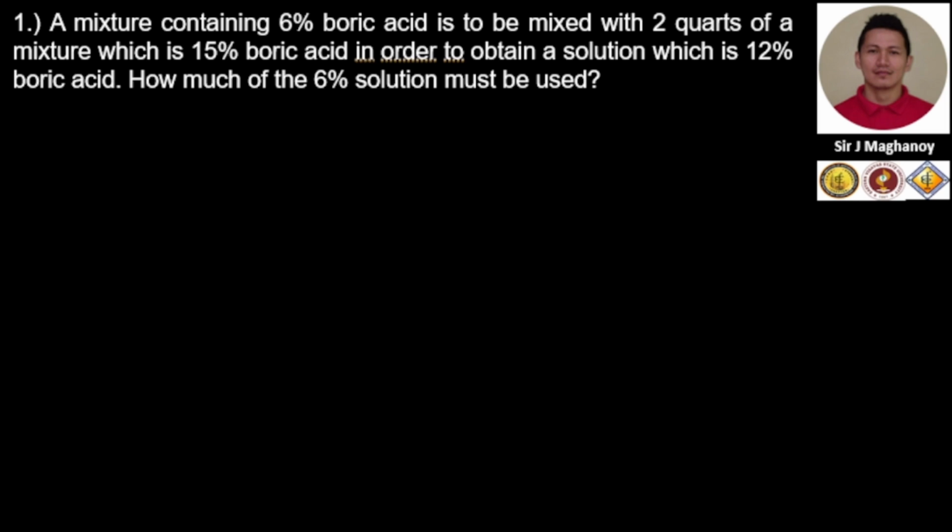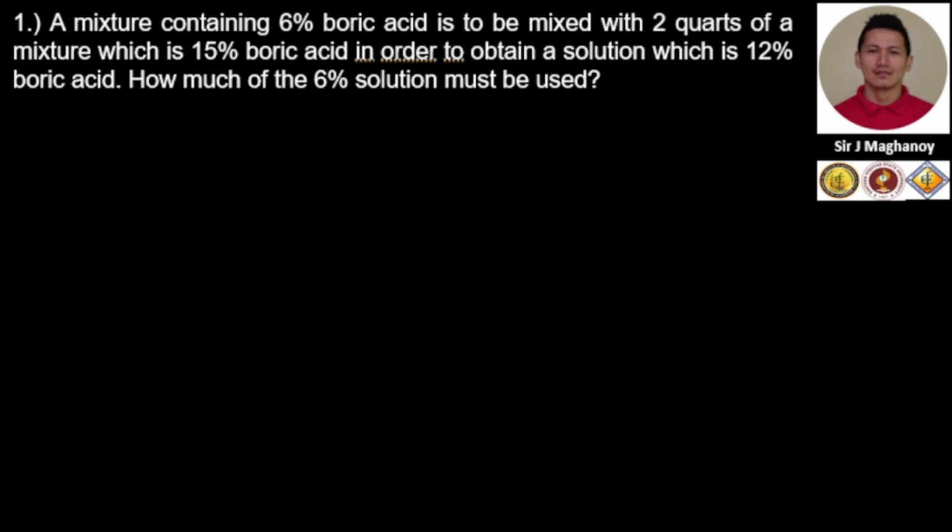Example number 1. A mixture containing 6% boric acid is to be mixed with 2 quarts of mixture, which is 15% acid. In order to obtain a solution which is 12% boric acid, how much of the 6% solution must be used?